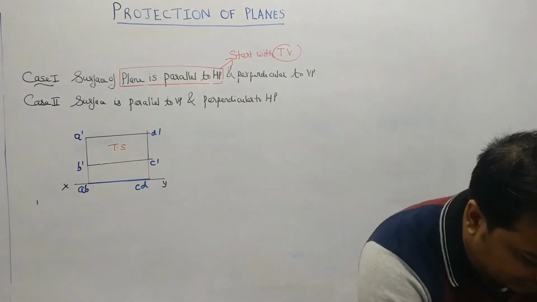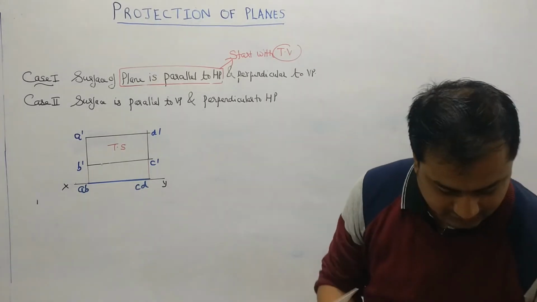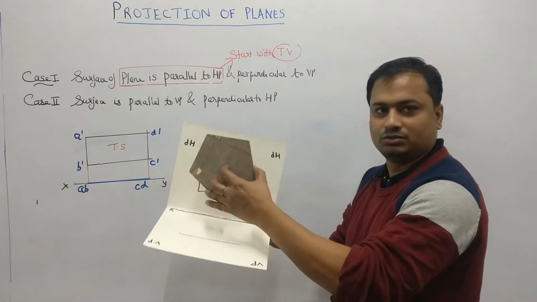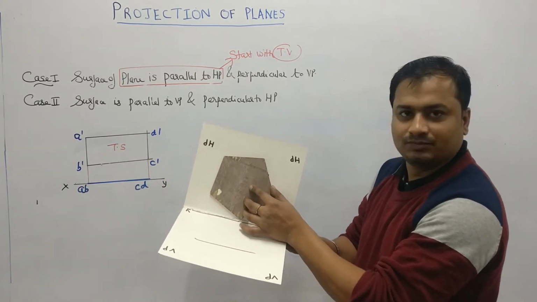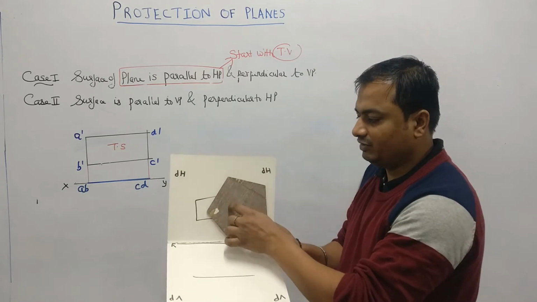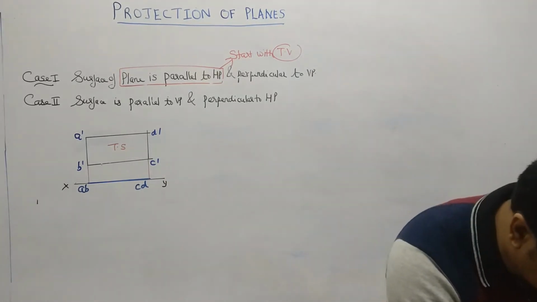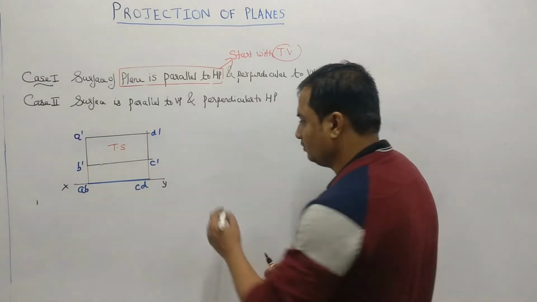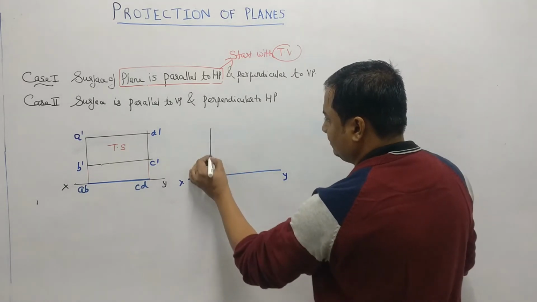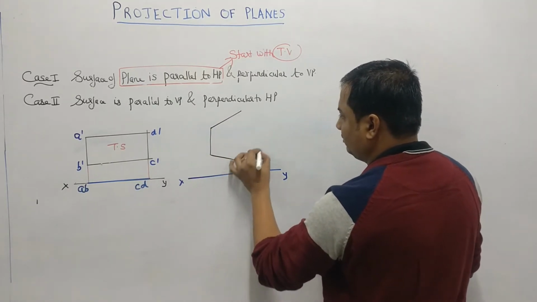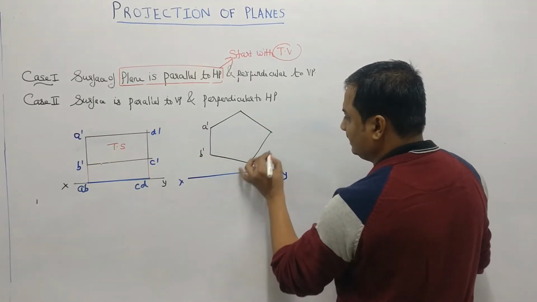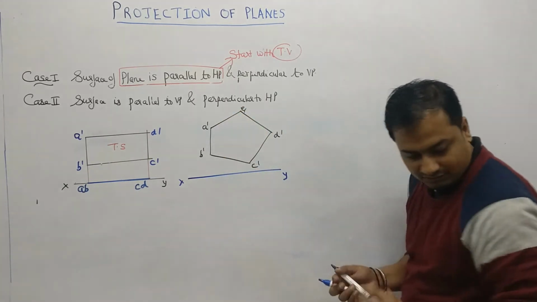Now similarly, if I take the case of the pentagon, for the same case, the pentagon is parallel to the VP and perpendicular to the HP. Now the pentagon is resting like this. So the front view will be the true shape of the pentagon and the top view will be a line. I will not be using the scale now, so I will be drawing like this. This is my XY. The front view will be the pentagon, looking something like this. The naming will be A dash, B dash, C dash, D dash, and this is E dash. And the top view will be a line.